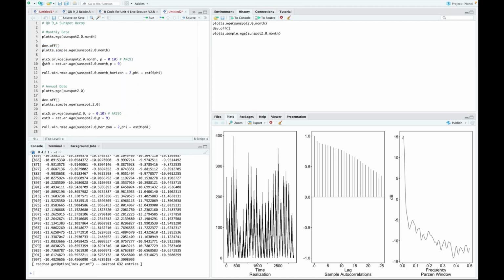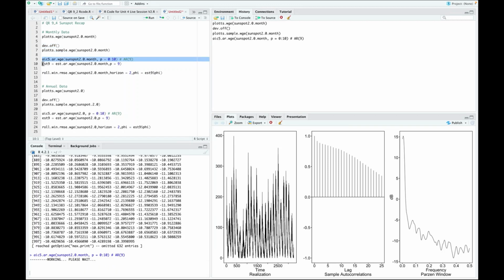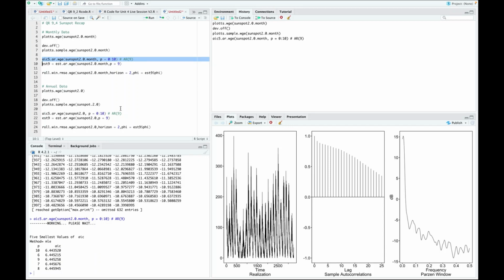Our other candidate model here, as we'll see, is an AR9. We'll let AIC5 go from 0 to 10. And it looks like on this one it picked a 10. I went ahead and went with a 9 just to stay consistent. There's nothing special there, it just has the lowest AIC. That one does have the lowest AIC, but it's in the top 5. A reasonable model here would be an AR9. Again, I encourage you to check them all out.